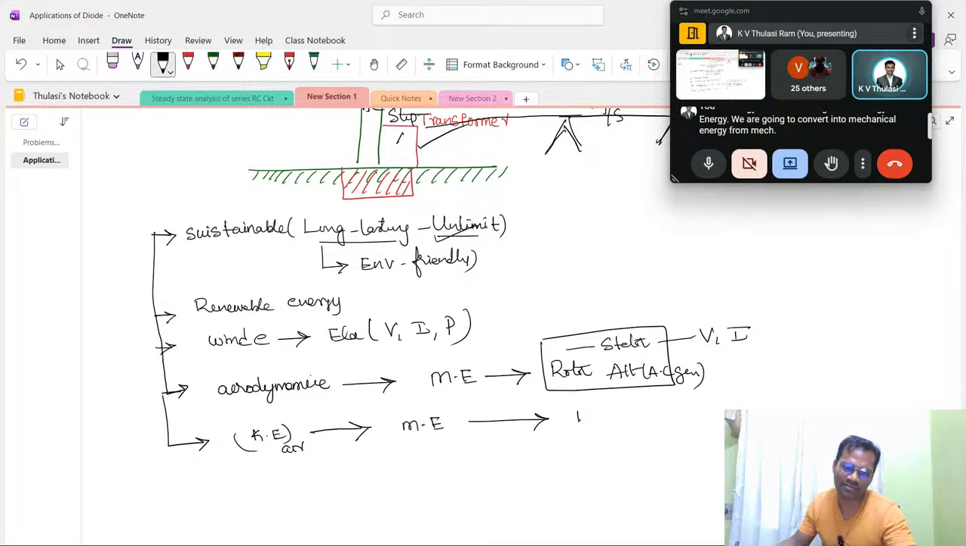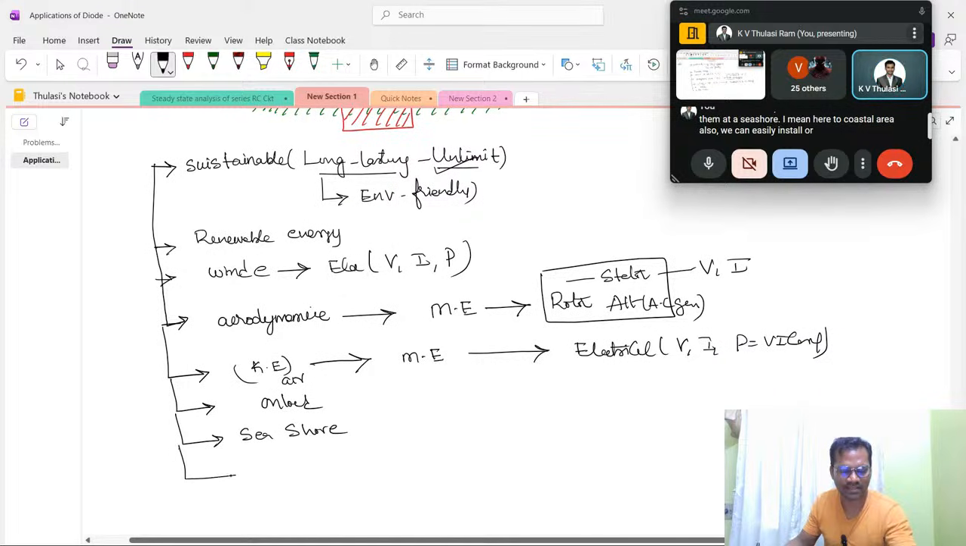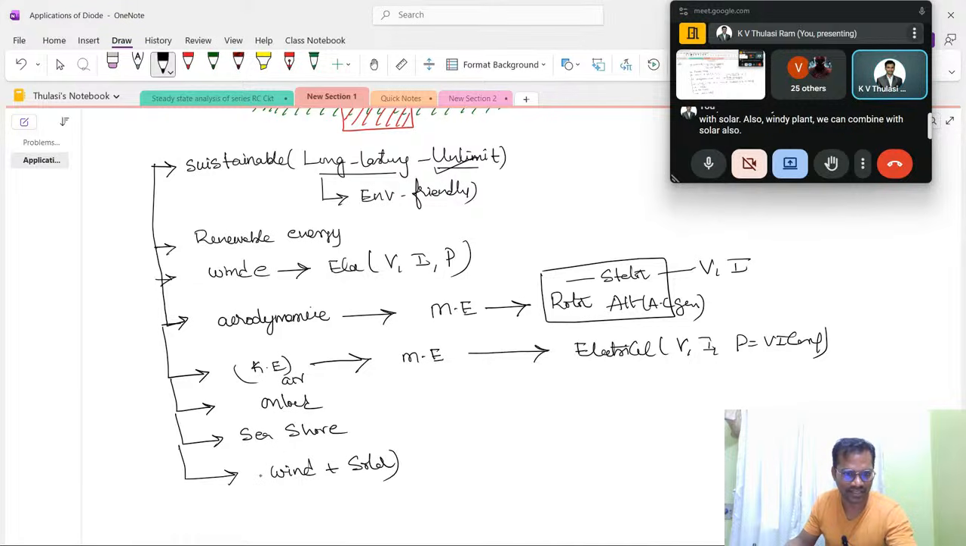From mechanical energy we are going to get the output electrical energy. The output electrical energy may be a voltage, current, power, or energy. You can install this wind plant on normal roads, or at the seashore. Near the coastal area we can easily install it, or we can combine the wind plant with solar also. We can generate the power.